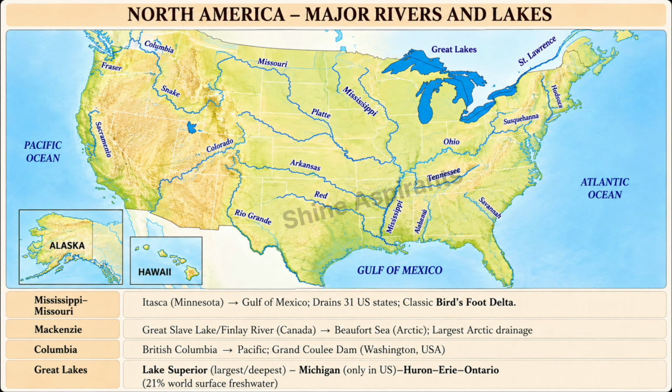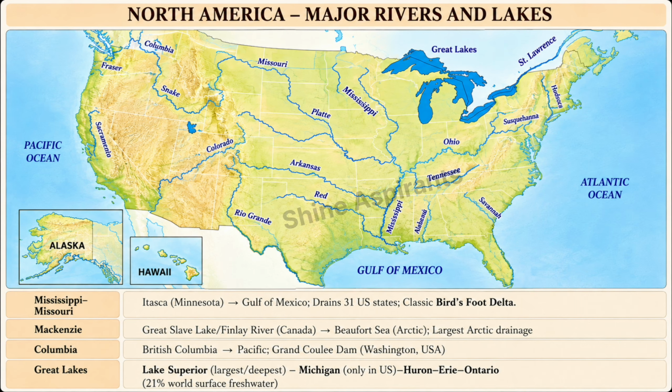Mackenzie River. Origin, Great Slave Lake and Finlay River, Canada, Beaufort Sea, Arctic. Key facts. Largest Arctic drainage system. Columbia River. Origin, British Columbia, Pacific. Key facts. Grand Coulee Dam, Washington, USA, on Columbia River.